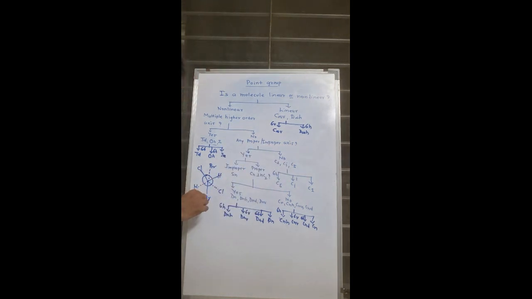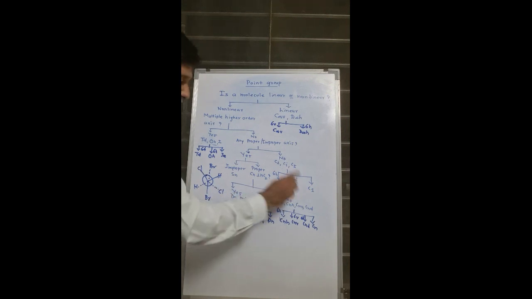Here the inversion takes the carbon-bromine bond to the carbon-bromine bond, the carbon-chlorine bond to the carbon-chlorine bond, and the carbon-hydrogen bond to the carbon-hydrogen bond. It means i is present. It means it is assigned as the Ci point group. So this molecule has the Ci point group.